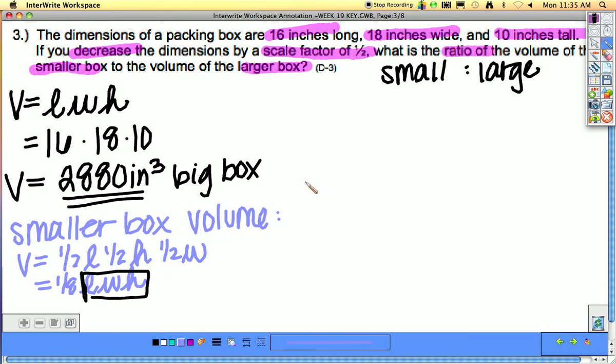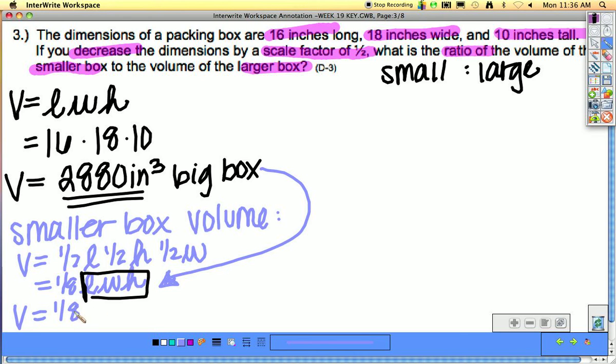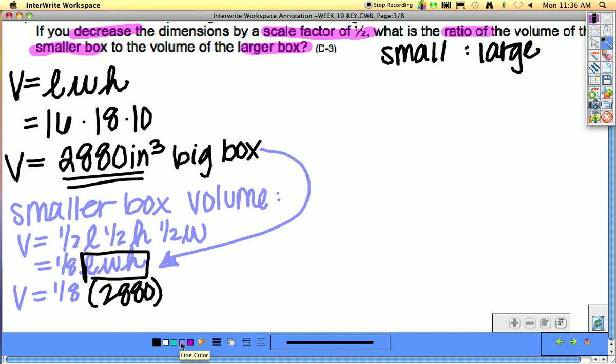So I'm going to take my volume and plug it in. I get 1/8 times 2,880. So that equals 360 inches cubed. So this is the volume of the smaller box.